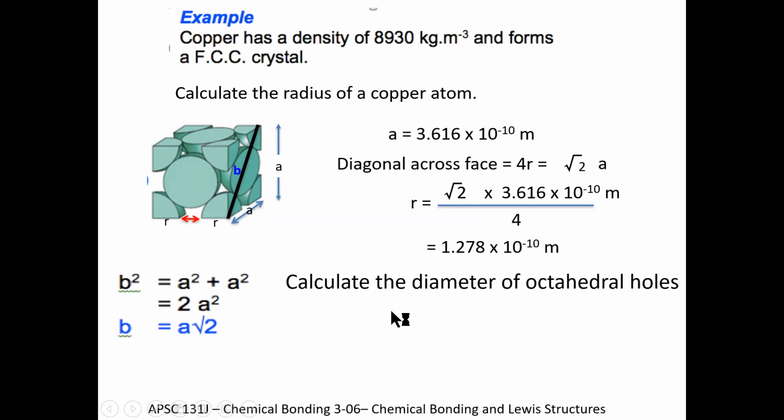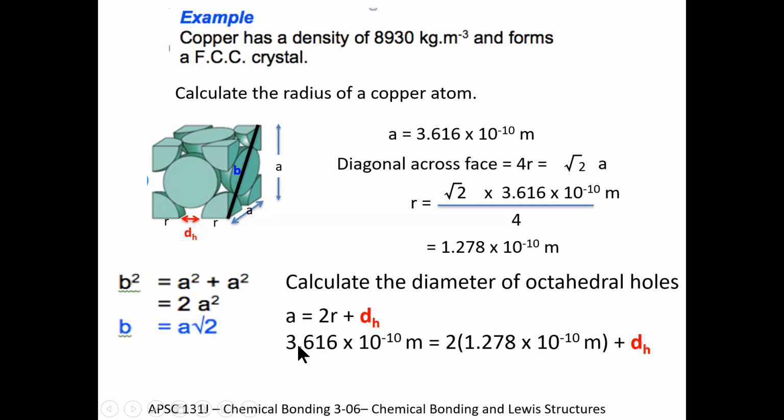Now we're going to talk about the octahedral holes, the spaces between these atoms when they're packed tightly. We can see that the distance from here to here is what we call the diameter of this octahedral hole. There's 8 of these octahedral holes situated around this particular crystal structure. So we know that A, the dimension from here to here, is really equal to R plus DH. So now we can rearrange the equation and say the diameter of the hole is really A take away 2R.